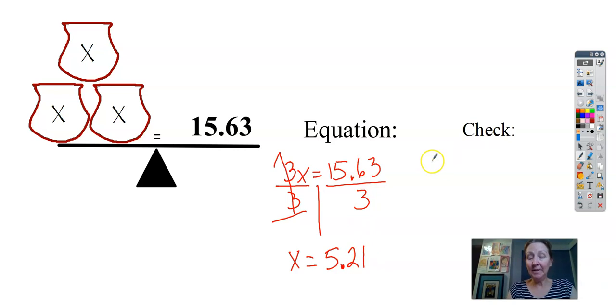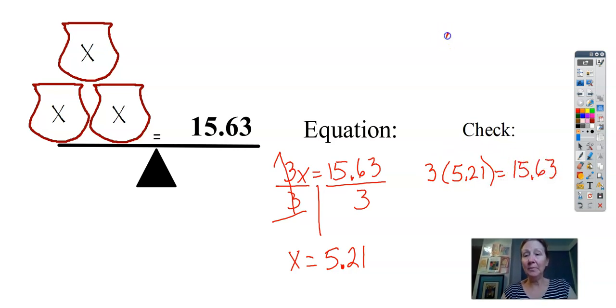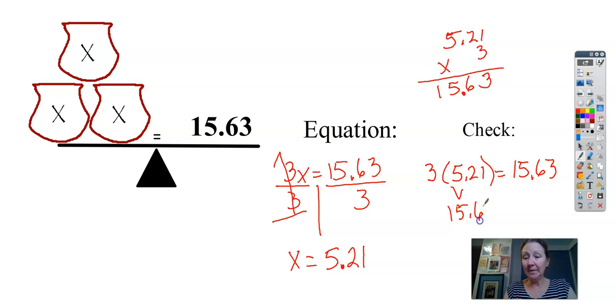Okay, so here's my check. 3 times 5.21 equals, I'm just rewriting that equation. Now I'm going to do my long multiplication to make sure that I got the correct solution. 3, 6, 15, 2 decimal places. Yep, 15.63 equals 15.63. Check.